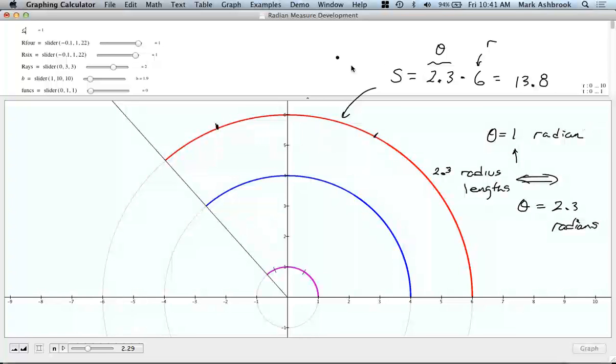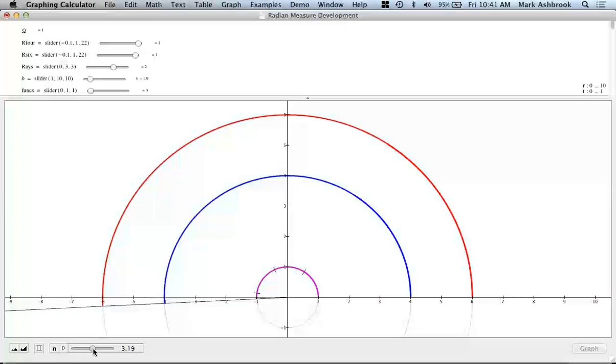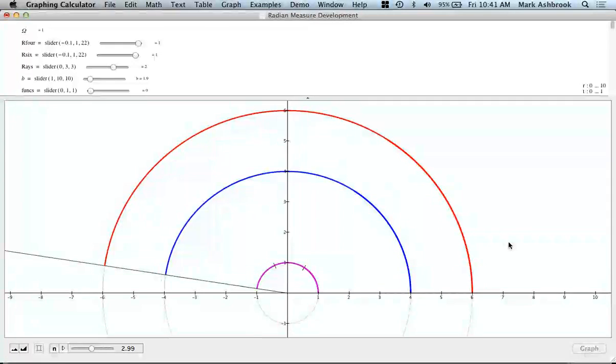Okay, so let's take a look at, if I zoom in here on that circle. Okay, so just a side note then. Here is 3 radius lengths. So this angle is 3 radians because it cuts off 3 radius lengths of arc length. So that's all fine and good, but it would be really nice to know what is exactly halfway around the circle. So how many radius lengths to get exactly halfway around the circle?